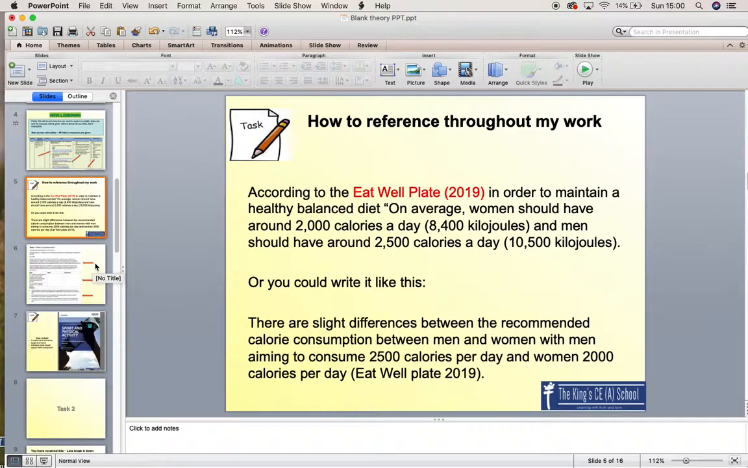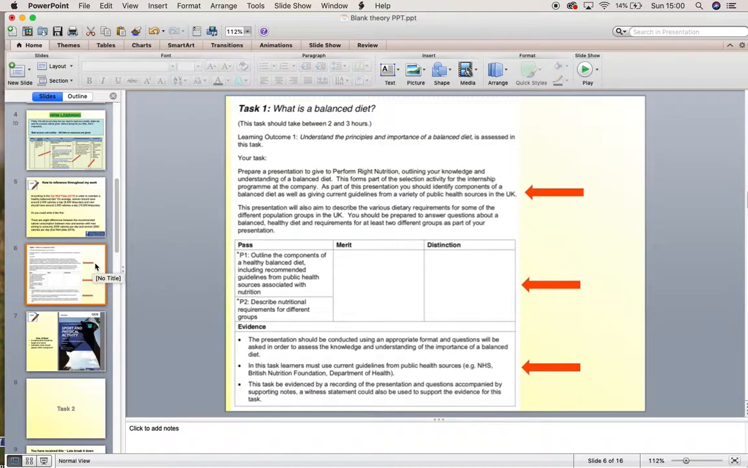Watch it back and forth. So this is where we came to: what is a balanced diet? So this was your task that you were sent. It was learning objective 1, and it had P1, P2 attached to that. So the task was to prepare a presentation to give to Perform Right Nutrition, outlining your knowledge and understanding of a balanced diet. So what does that tell me?